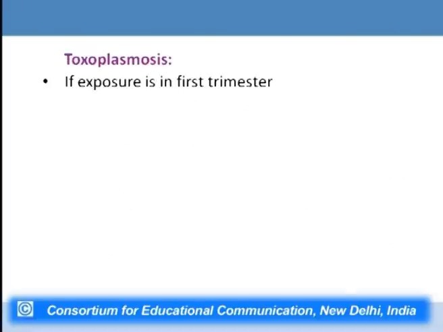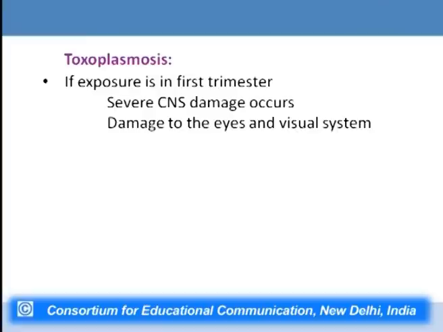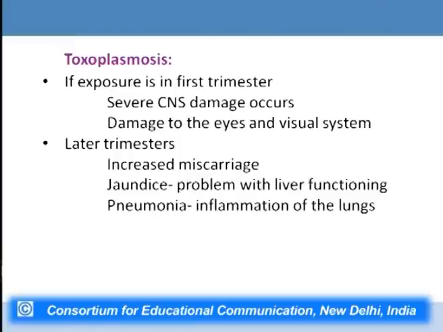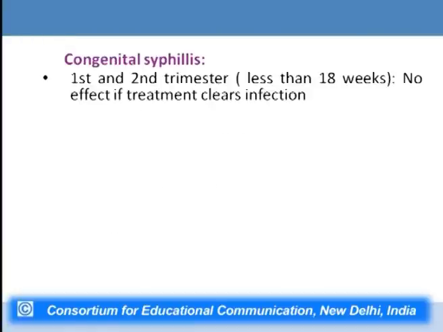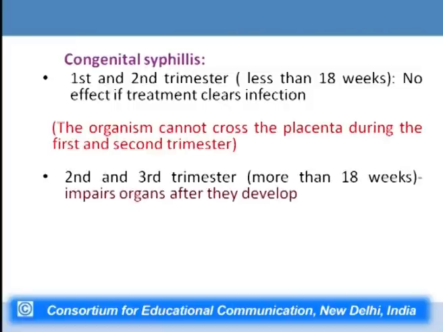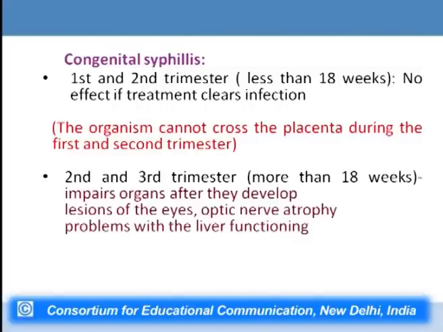Now, toxoplasmosis occurs when there is infection by Toxoplasma gondii, and if the exposure is in the first trimester, then severe central nervous system damage occurs. There is damage to the visual system, but if the exposure is later, then there will be increased occurrence of miscarriages, jaundice, pneumonia, etc. And in infection of syphilis, if the exposure is during the first and second trimester, and treatment is there, then there won't be any effect on the embryo. But in the second and third trimester, it will lead to impairment of the organs of the embryo.